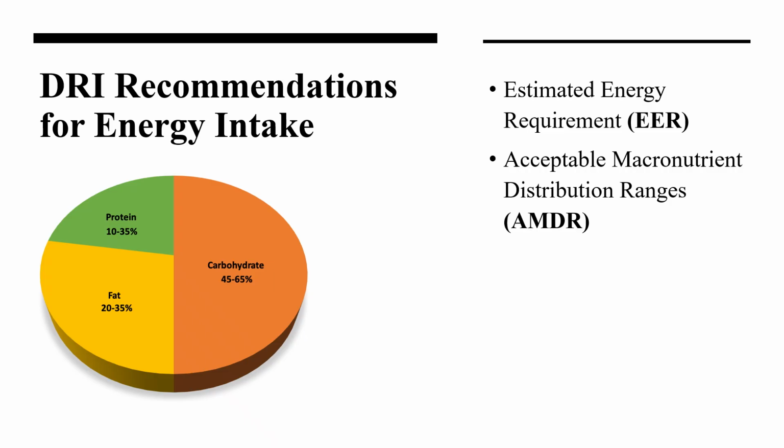Number two, acceptable macronutrient distribution ranges, AMDR. This is the calculated range of how much energy from carbohydrate, fat, and protein is recommended for a healthy diet. The AMDR recommendations are based on balancing carbohydrate, fat, and protein to allow for adequate amounts of all three, and they are wide enough ranges that many different types of diets can fit within them.